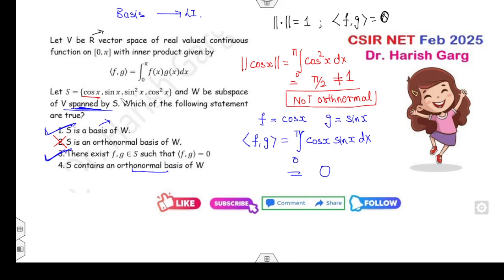S contains an orthonormal basis. Is it possible? We all know the norm of cos is pi by 2. Similarly, the norm of sin x is again pi by 2. So again, the norms of sin, sin square and cos square are not equal to 1, so it is not orthonormal. The right answers are A and C.